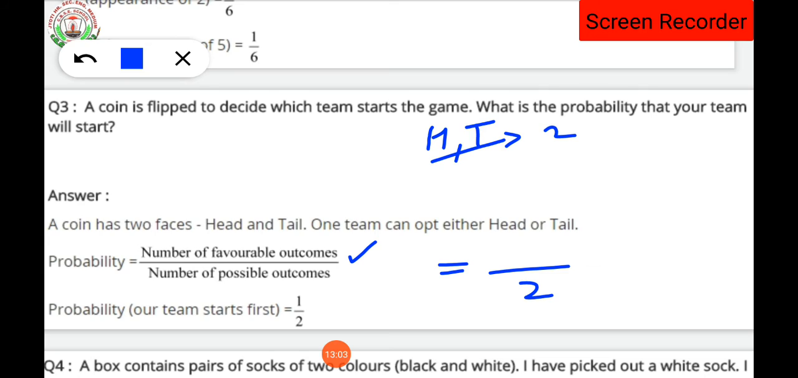What is the probability that the team will start? That is 1 only. Either head will come or tail will come. Once it can come a head or once it can come a tail. So if head is coming, then the answer is 1 by 2. If tail is coming, then also the answer will be 1 by 2 itself. Clear?